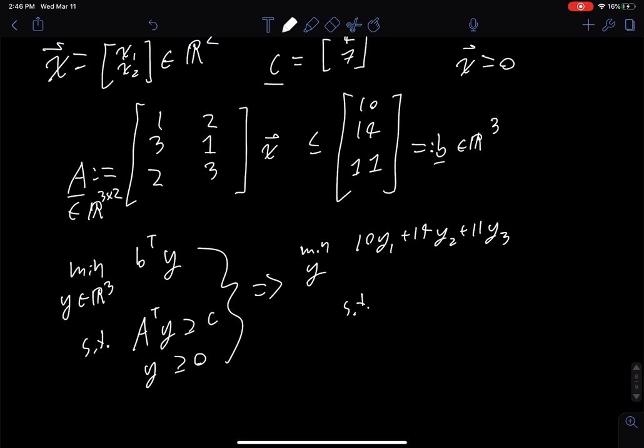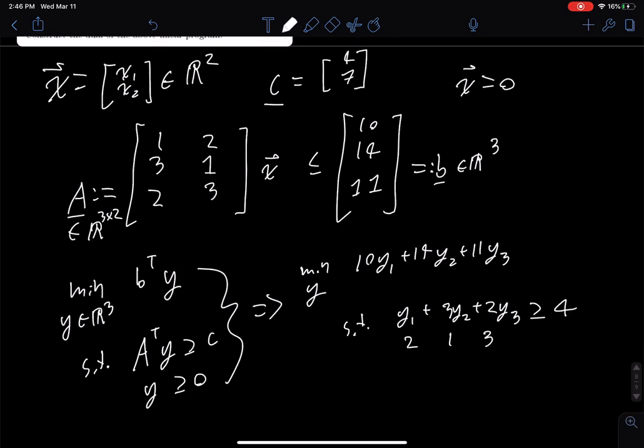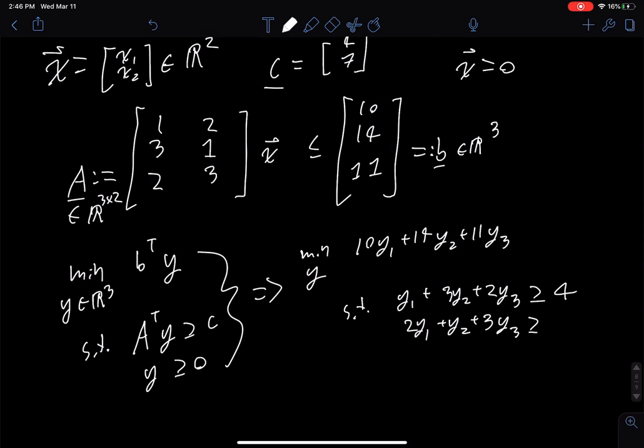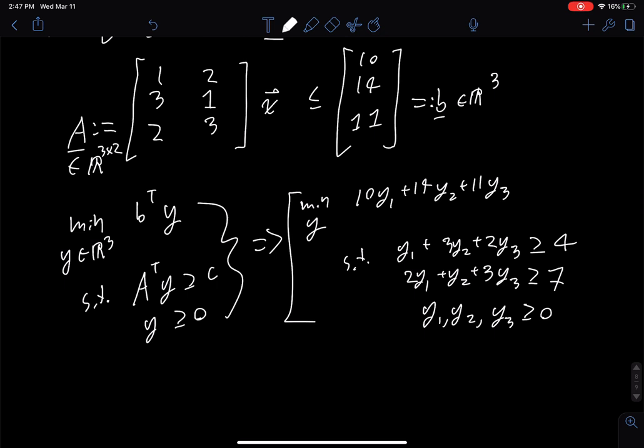subject to A transpose, which is 1, 3, 2, 2, 1, 3, times y is greater than or equal to c. Let's multiply this matrix by y. And so we'll get 1y1 plus 3y2 plus 2y3 has to be greater than or equal to the first component of c, which is 4. Similarly, 2y1 plus y2 plus 3y3 has to be greater than or equal to the second component of c, which is 7. And finally, y1, y2, and y3 are all greater than or equal to 0. And this is the dual of the above LP.